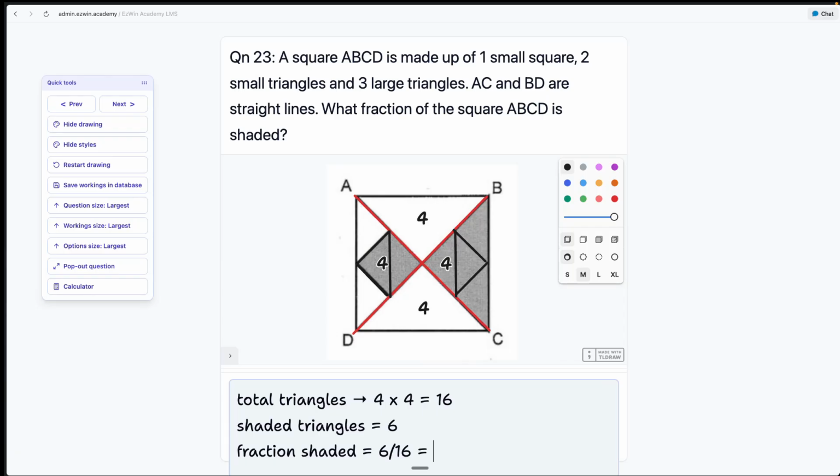We can divide by 4. Oh, no, sorry. We can divide by 2. This will be 3 out of 8. And that's it. Okay, so always remember that if you were to answer in a fraction, you need to make sure you simplify it. So 1, 2, 3, 4, 5, 6. 6 out of 16 divided by 2, 3 out of 8. Correct. All right, that's it.